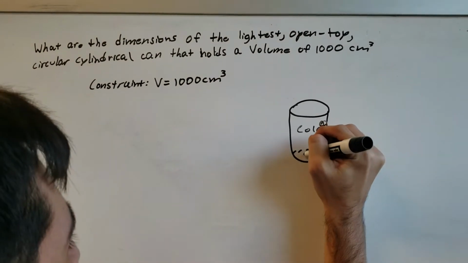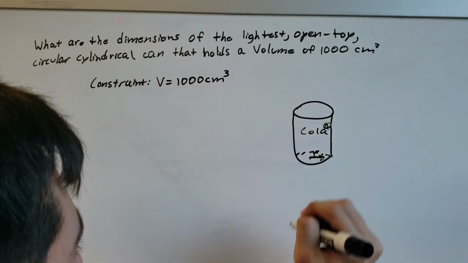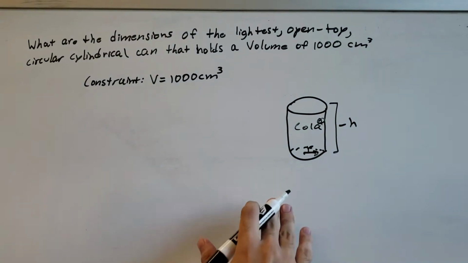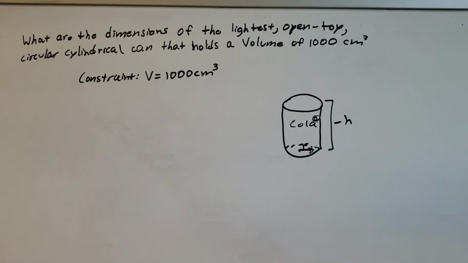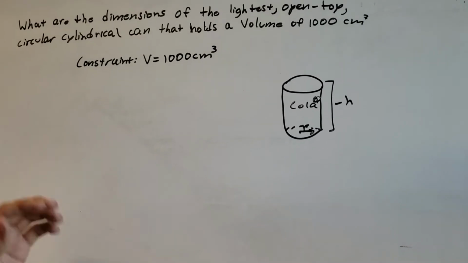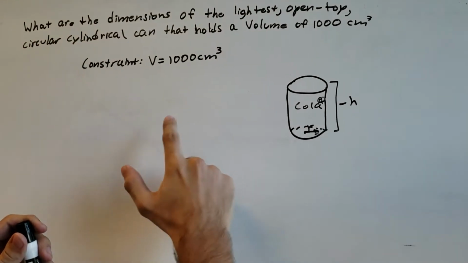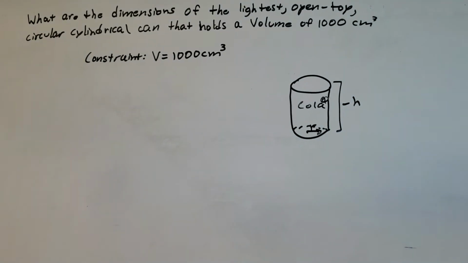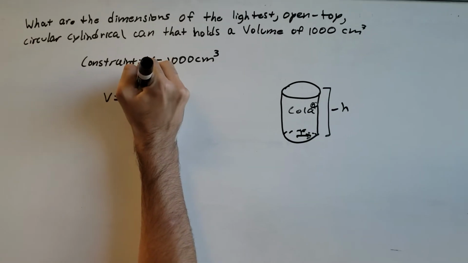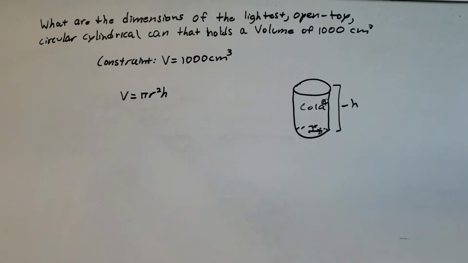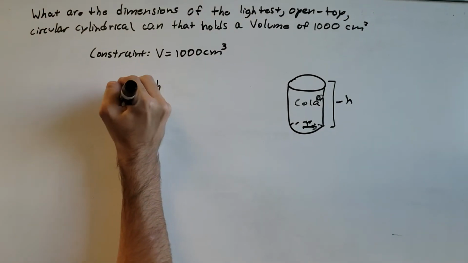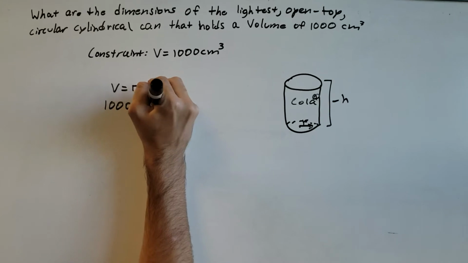All right. So this thing has a radius, R, and a height, let's call that H. That's basically what matters. But whatever the volume is, it's 1,000 cubic centimeters. So let's write an equation that relates the volume, the radius, and the height together. We know that the volume of a cylinder is pi r squared h. We already know the volume is 1,000, so we'll plug that in: 1,000 equals pi r squared h.